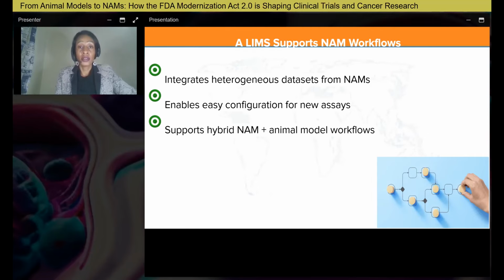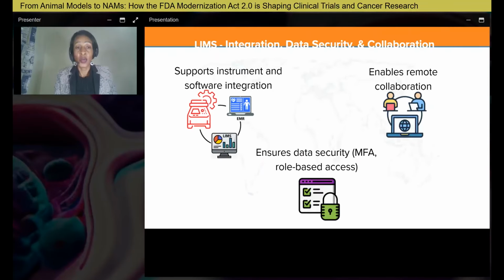The LIMS will not only create seamless workflows, but it will also be able to embed SOPs, ensure end-to-end traceability, and also provide other quality assurance features to make sure that compliance, even with all these new instruments and software, is maintained along the way. Third, a robust modern LIMS should be able to support instrument and software integration to ensure that you don't have any fragmented data sets or data silos.